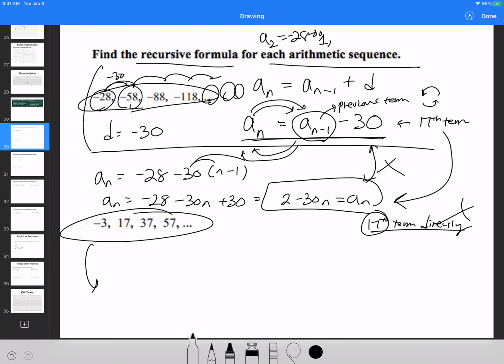I'm going to give you guys the quiz on Thursday. Let's do it on Friday, only on recursive formulas and how to do these questions.